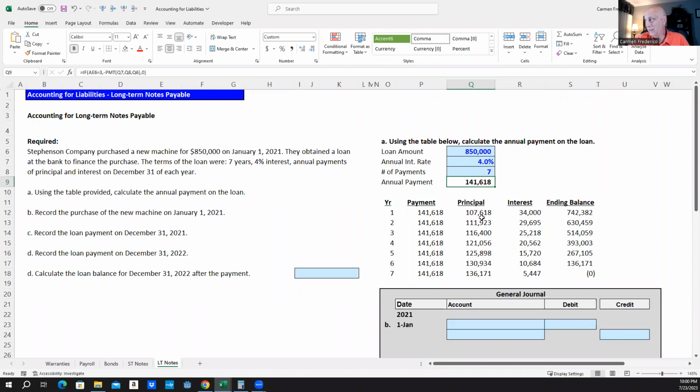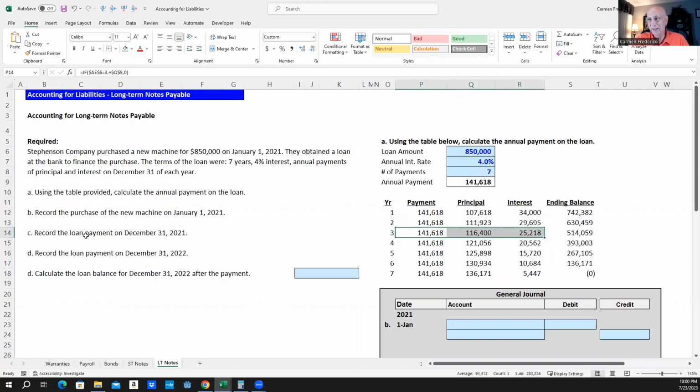Year one, we're going to pay $107,618 of principal and $34,000 of interest, and there's our ending balance. You see, over time, as we pay down our principal, our interest expense is going down. And of this $141,618, the amount we pay towards principal increases, and the amount we pay towards interest decreases over time. Okay, you'll see that if you have a mortgage or what have you. Okay, so then every line item is a journal entry. Journal entry for year 1, year 2, year 3, etc.